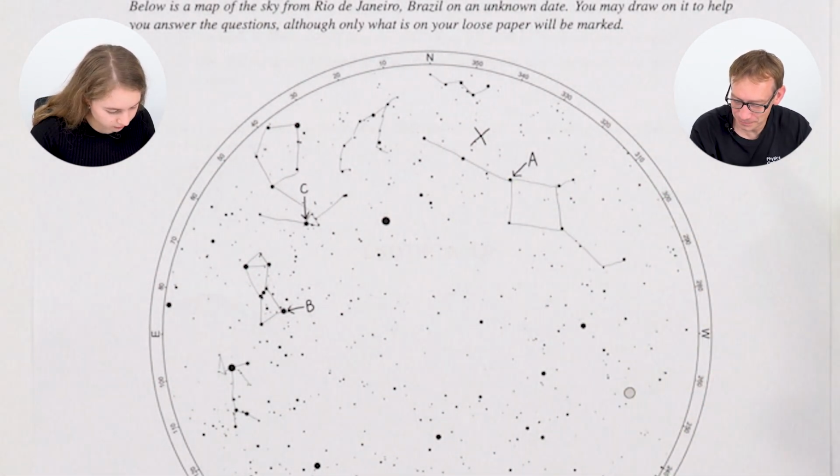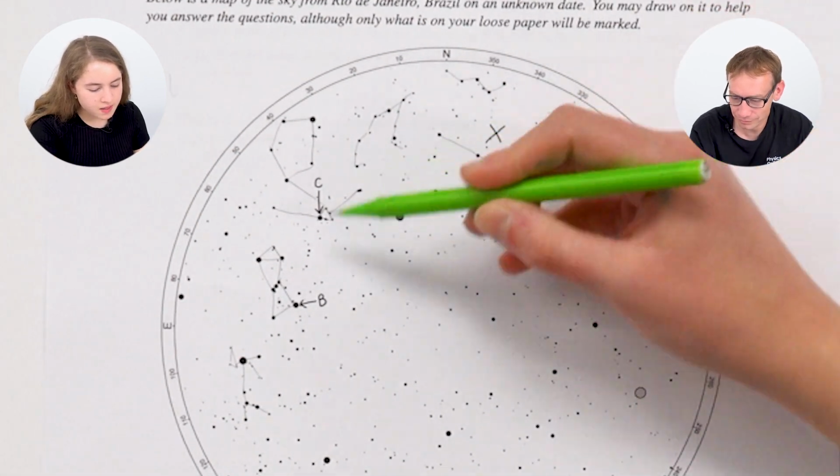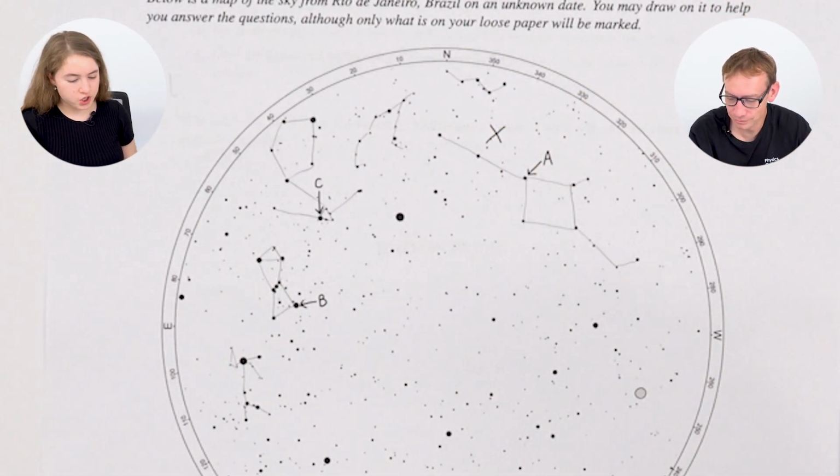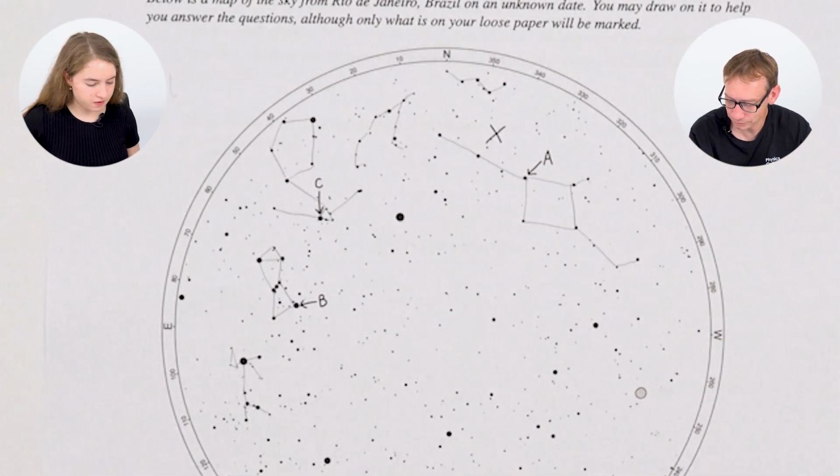Cool. I've identified a few constellations, but I've identified the constellations that are near the labels that are probably going to be relevant to the question. So I think what I'm going to do is have a look at the question and then come back and draw on more lines if I need to.